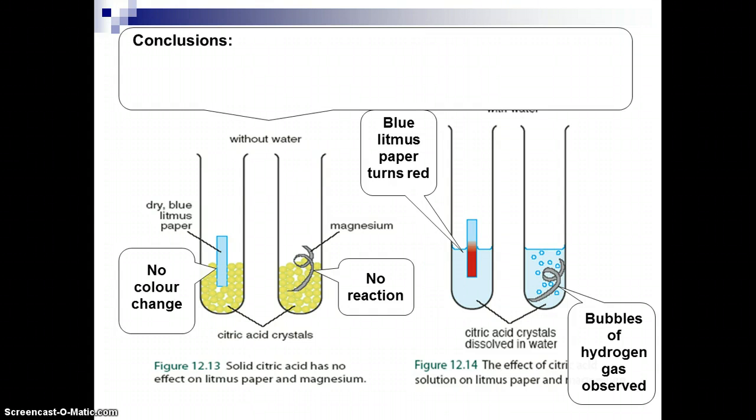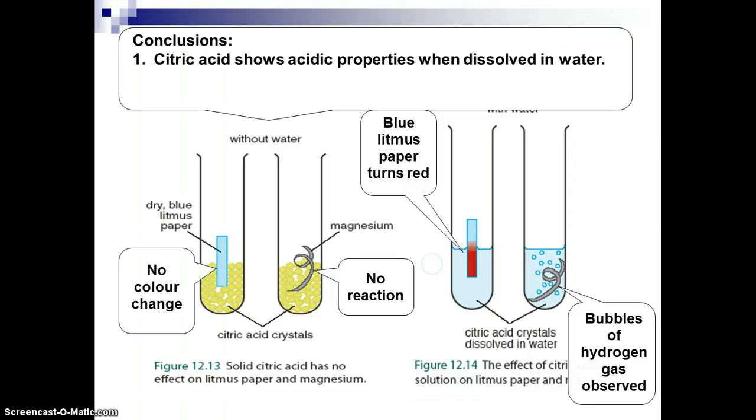What can you conclude from this experiment? As you can see, the citric acid crystals, when dissolved in water, show the properties of an acid. What is so special about this water? You will see that water is important for the acid to show its acidic properties.